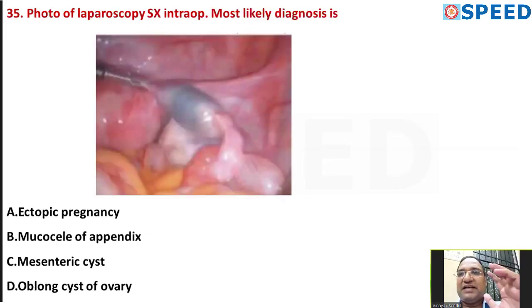Next slide. Next slide. A photo of this kind was given. I don't know whether this kind of photo was given or not. These options were there. Then it looks like an ectopic pregnancy. Ectopic pregnancy. Next slide. Tubal pregnancy, ectopic tubal pregnancy. Yes, next slide.